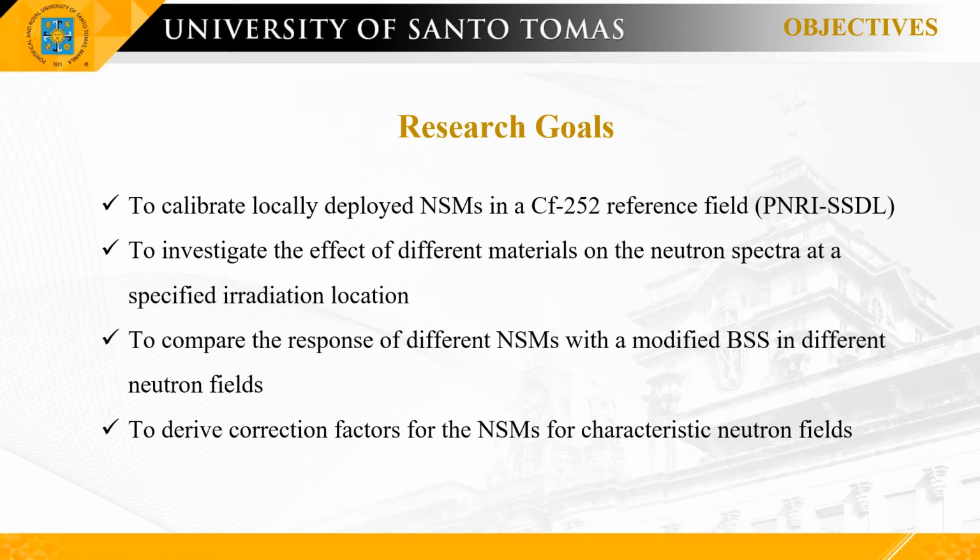The research goals are to calibrate locally deployed neutron survey meters in a CF252 reference field, to investigate the effect of different materials on the neutron spectra at a specified irradiation location, to compare the response of different neutron survey meters with a modified Bonner-Sears spectrometer in different neutron fields, and to derive correction factors for the neutron survey meters for characteristic neutron fields.